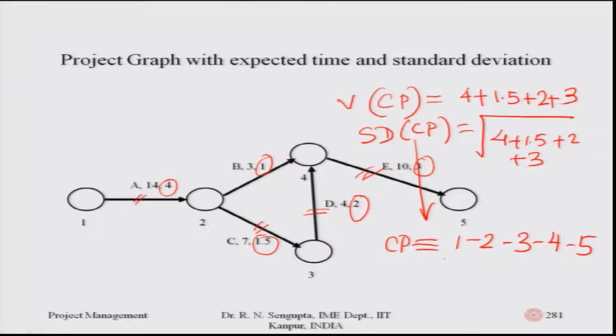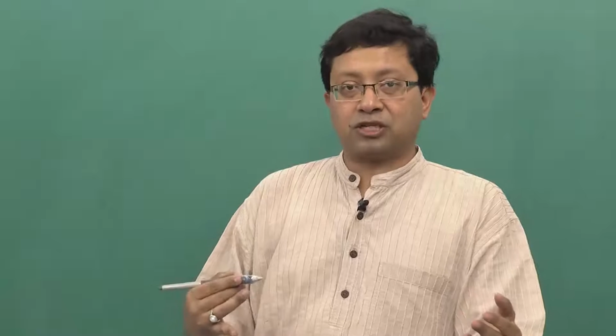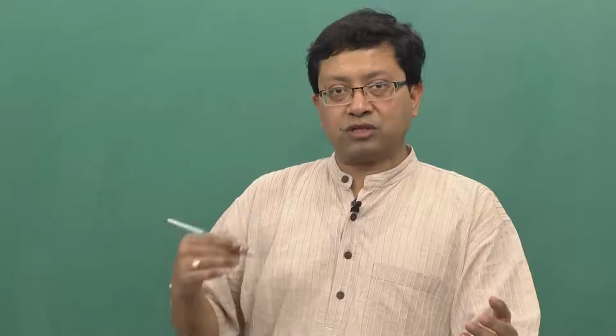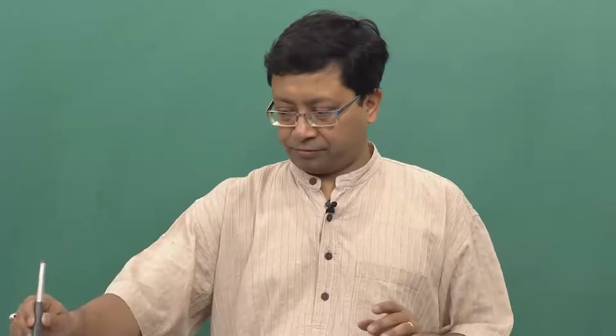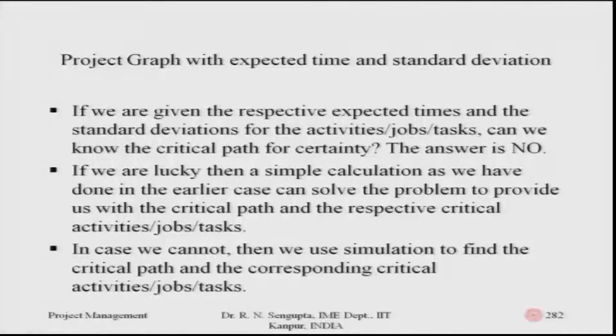Now, what is important to note, which I mentioned in the 280th slide, is that whatever the distribution is, when you want to find out the overall completion or percentage of completion, we will use the central limit theorem. So, if you are given the respective expected time and the standard deviation for the activities or tasks, can we know the critical path for certainty?